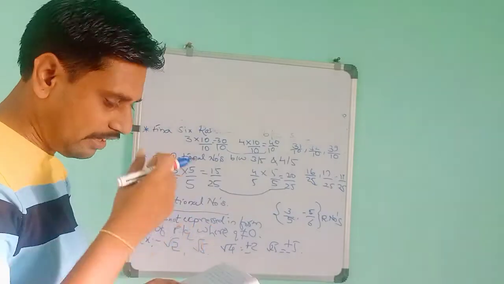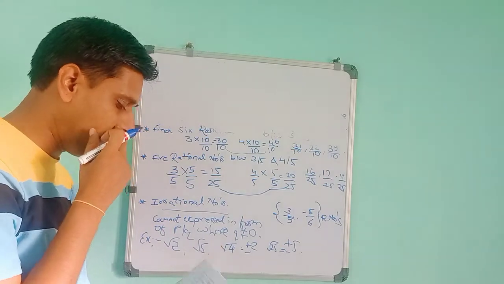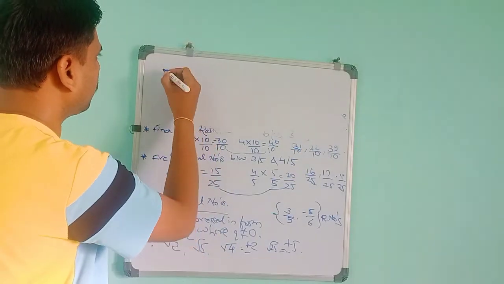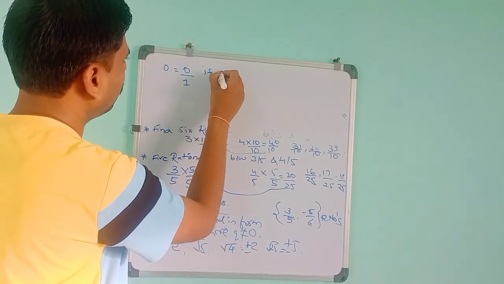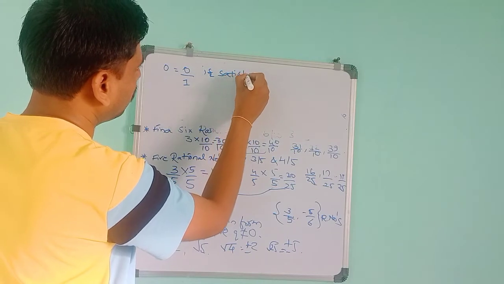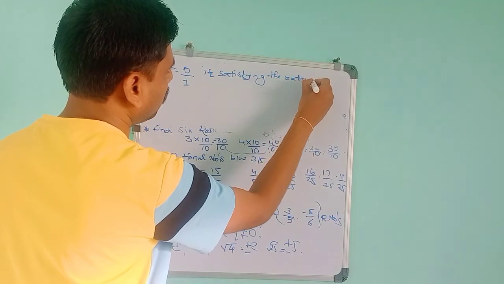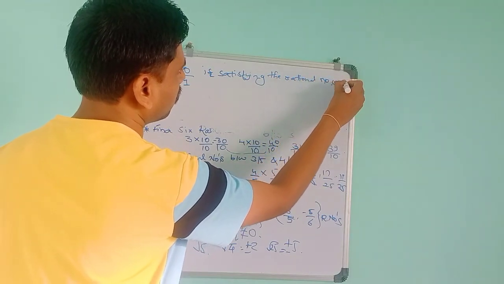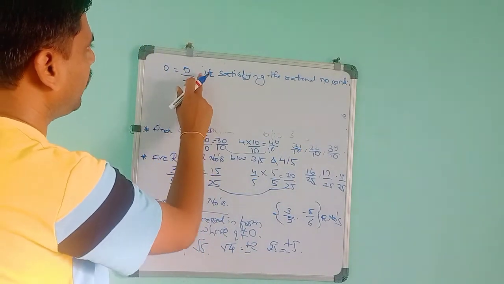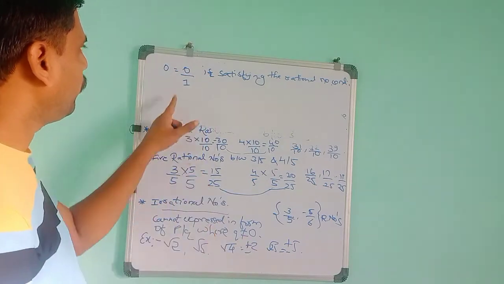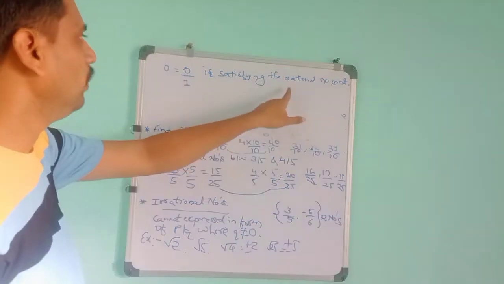First question, if 0 is a rational number, can you write it in the form of p by q, where p and q are integers and q is not equal to 0? They are asking whether 0 is a rational number or not. Check it, 0. So 0, you can write as 0 by 1. So it is satisfying the rational number condition. Because here, 0 by 1, the formula is p by q, where p and q are integers, and q is not equal to 0. Here p is 0, but q is not equal to 0. If q is not equal to 0, then only it is a rational number. So it is a rational number only.